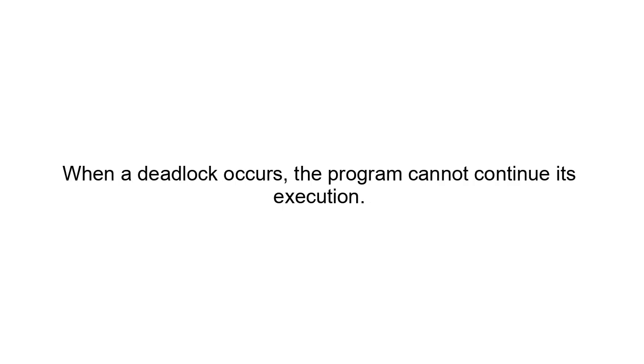Simple example. Imagine two threads. Thread A holds resource 1. Thread B holds resource 2. Now, thread A waits for resource 2. Thread B waits for resource 1. Neither thread can continue. Both are stuck. This is a deadlock.